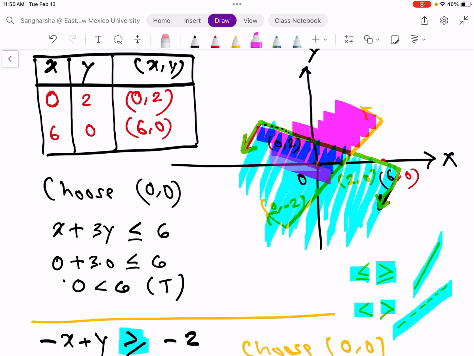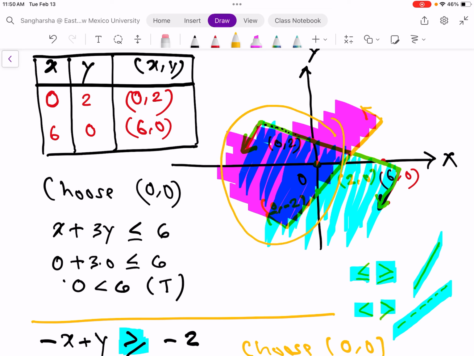Now, do you find a common solution here, which is the solution for both of these inequalities? So the dark blue part is the solution here. You see this part here. This part is the solution for both inequalities. You should try to use a different color. It makes it easier.